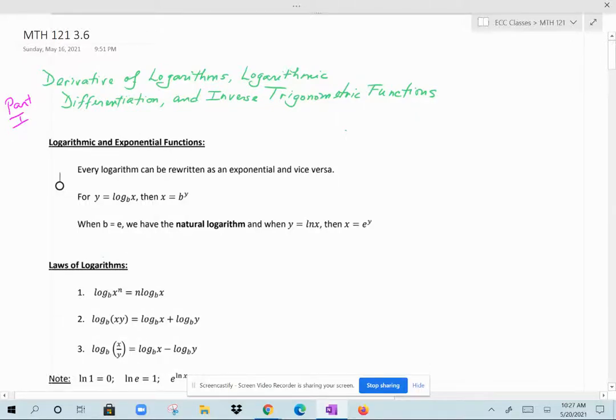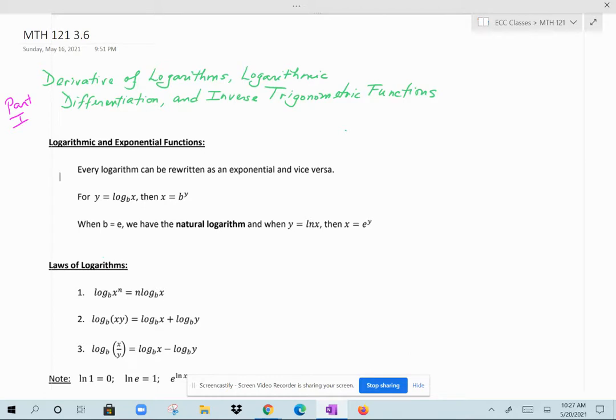Hi, this lesson is about the derivatives of logarithms, logarithmic differentiation, and inverse trigonometric functions. The video will be split up into two parts. The first part will focus on logarithms and their derivatives. We'll do logarithmic differentiation and inverse trigonometric functions in part two.